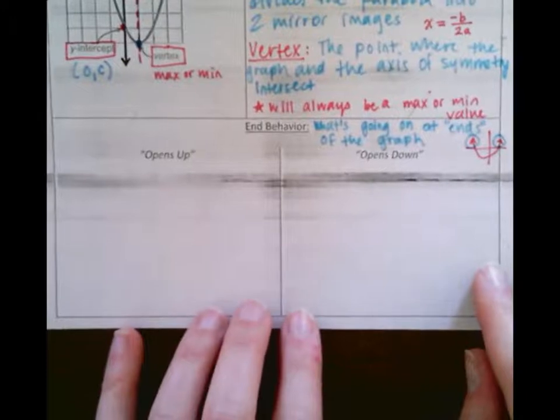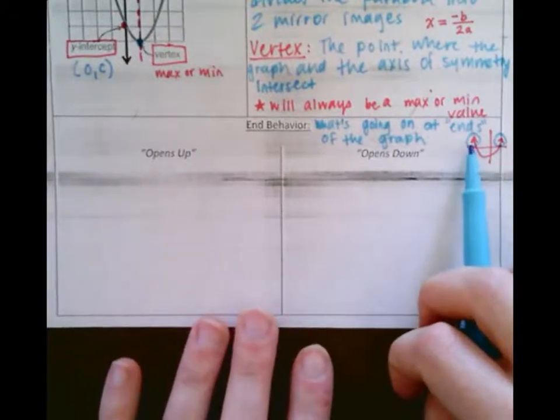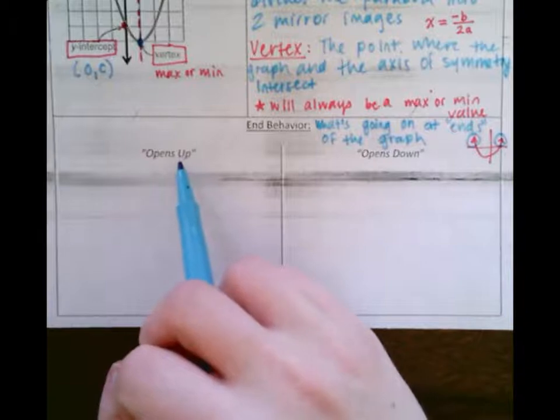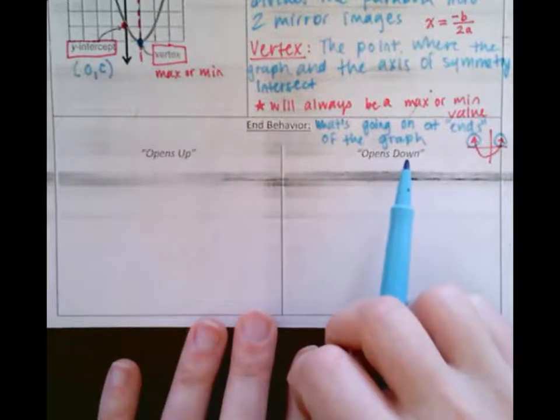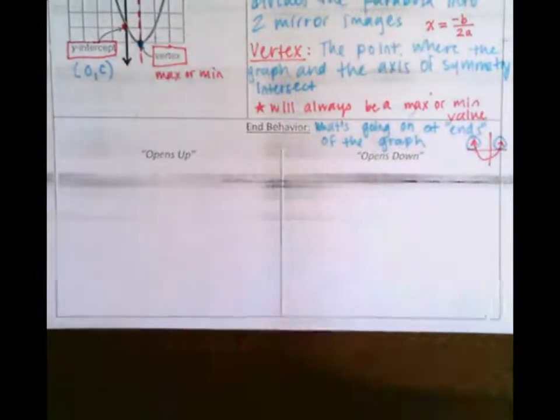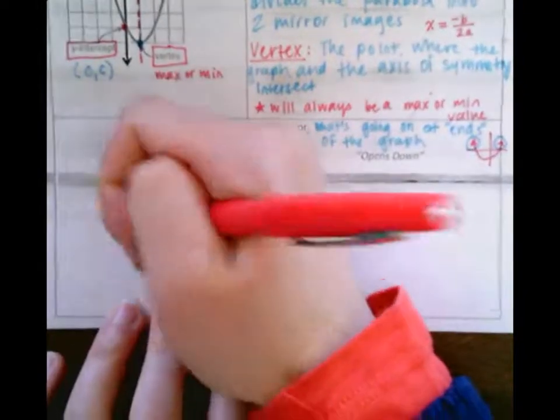And we have these sort of two outcomes when we are thinking about what's going on with the arrows. Either they're facing up or they're facing down, right? If the arrows are pointing up, we call that opens up. If the arrows are pointing down, we call that opens down. I'm going to draw a little graph for each, and we're going to denote some important characteristics of both.